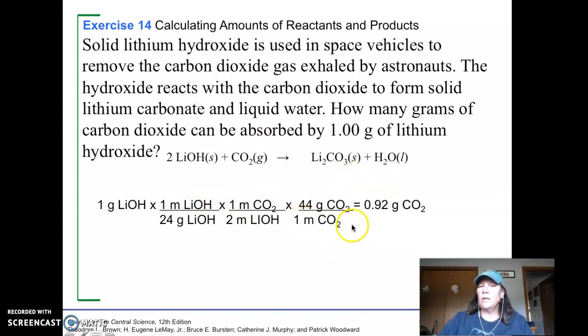Okay, so I put 1 mole here and carbon dioxide has a mass of 44. That's 1 carbon and 2 oxygen added together. So I go 1 times 1 times 44, divided by 24 divided by 2. And I get 0.92 grams of carbon dioxide. So what that tells me is for every 0.92 grams of carbon dioxide that I breathe out, I need 1 gram of lithium hydroxide. Okay, it'll take care of it for me so that I don't end up dying because I don't have enough.